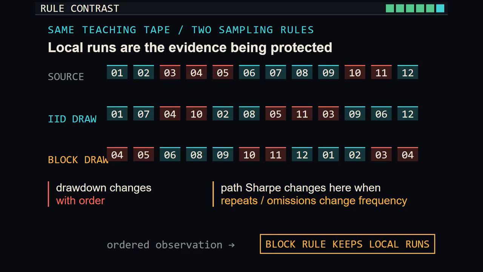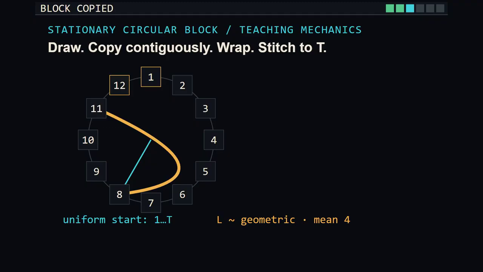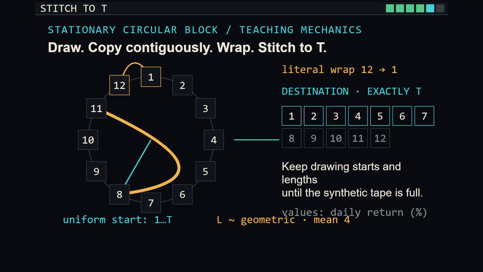Here is the exact stationary circular recipe. Start with a clean return tape of length T. Draw a start position uniformly from the tape. Draw a block length from a geometric distribution. The configured mean is 4 observations. Copy that contiguous block. At the tape's end, wrap to the first return. Draw another start and length, stitching blocks until the synthetic tape is exactly T observations long.